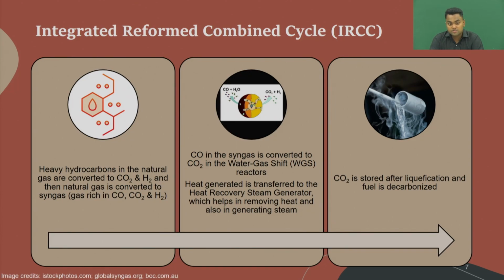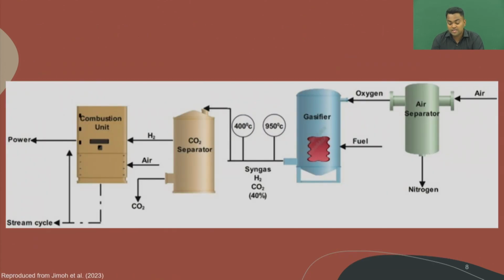Whatever carbon monoxide is present in the syngas is then converted to carbon dioxide. This is then collected and liquefied for ease of storage. As seen, the air separator unit separates out oxygen, which is fed into the gasifier, where the fuel burns and syngas is produced. This syngas is then separated out for carbon dioxide, and the hydrogen from natural gas is called blue hydrogen.